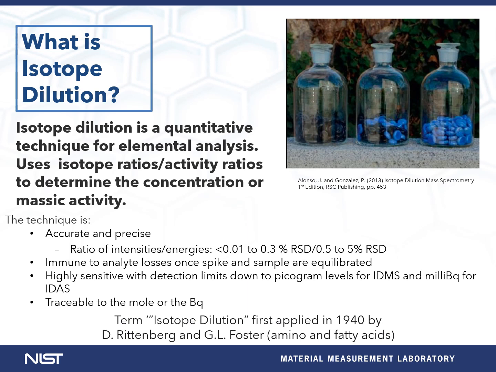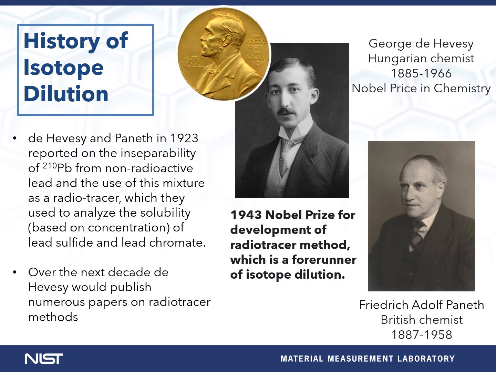The term isotope dilution was first used by D. Rittenberg and G. L. Foster in 1940. In their work, they were using the isotope dilution technique for quantifying amino and fatty acids. Although Rittenberg and Foster did coin the term isotope dilution, the scientists responsible for the forerunner of the isotope dilution method were George de Hevesy and Frederick Paneth back in 1923, for which de Hevesy eventually won a Nobel Prize in 1943.